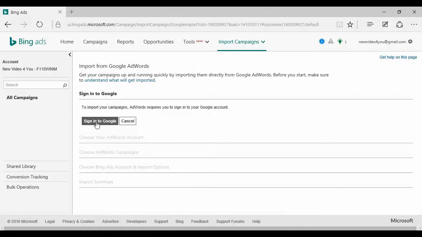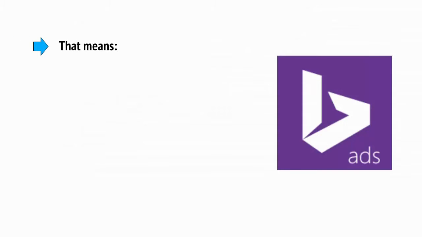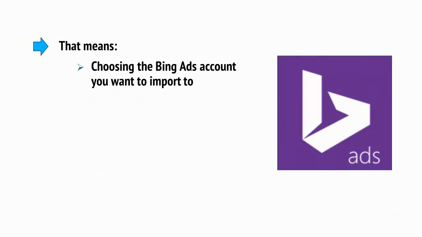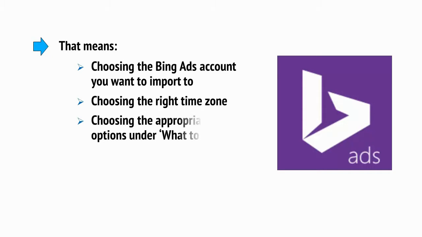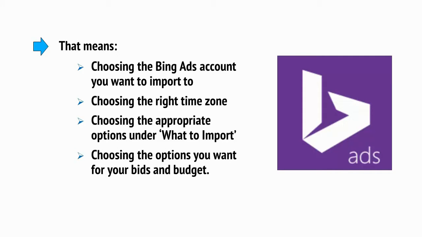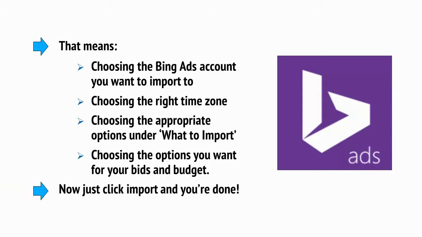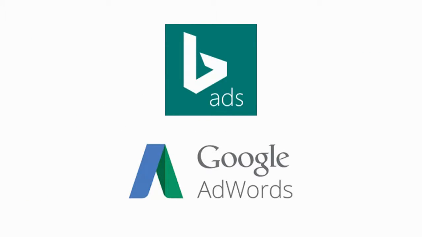Now, under Bing Ads account and import options, you'll just need to add a few more settings that are unique to Bing. That means choosing the Bing Ads account you want to import to, choosing the right time zone, and remember that Bing allows more flexibility in this department, choosing the appropriate options under what to import, choosing the options you want for your bids and budget, and now just click Import and you're done. Remember we said earlier that the best way to handle Bing ads was to use them on top of a Google AdWords campaign? Well, this is why it makes a lot of sense to simply import an existing AdWords campaign into your Bing account. Yep, it couldn't be simpler.